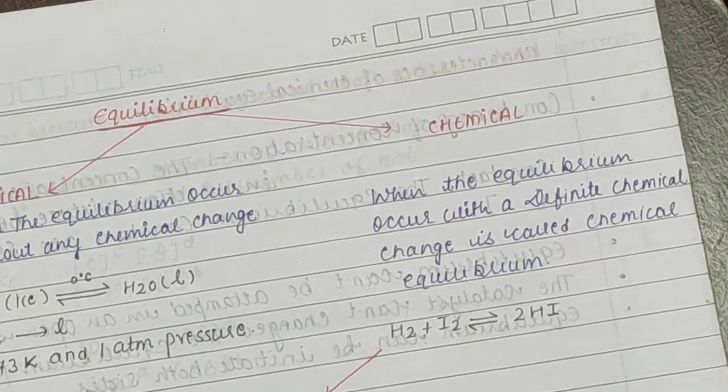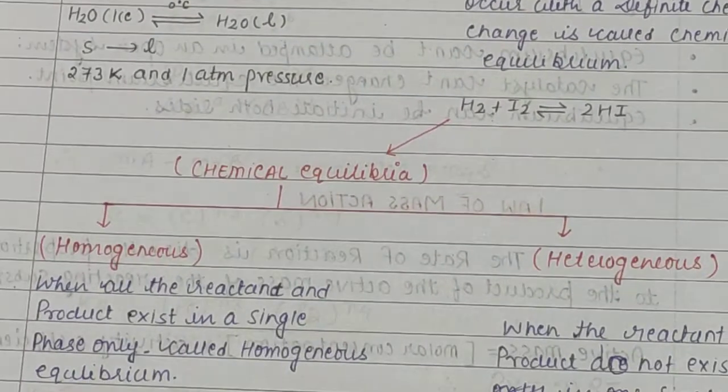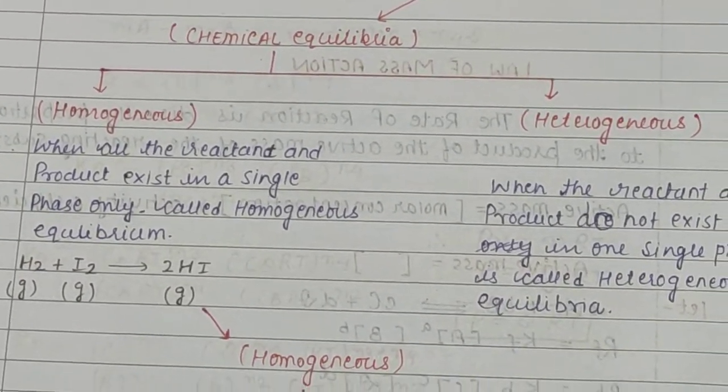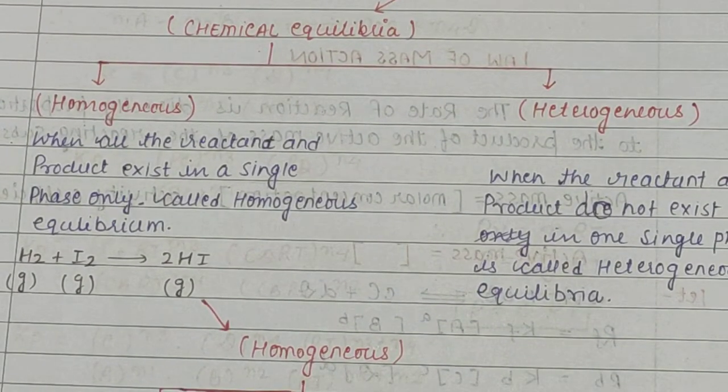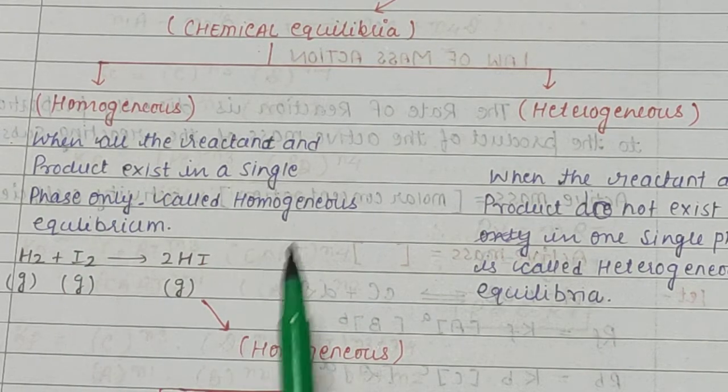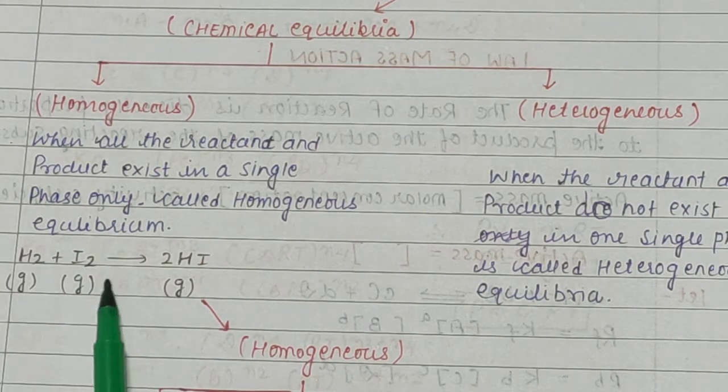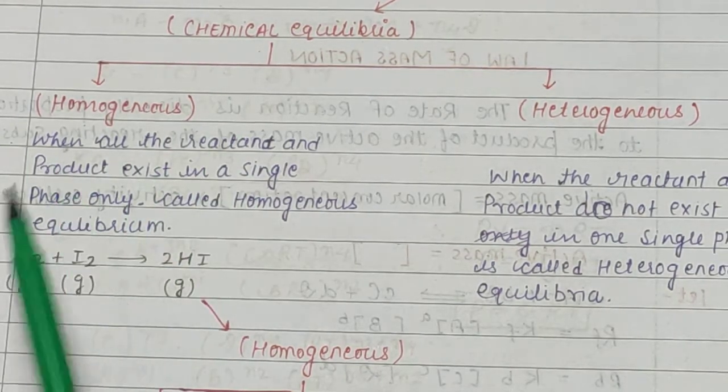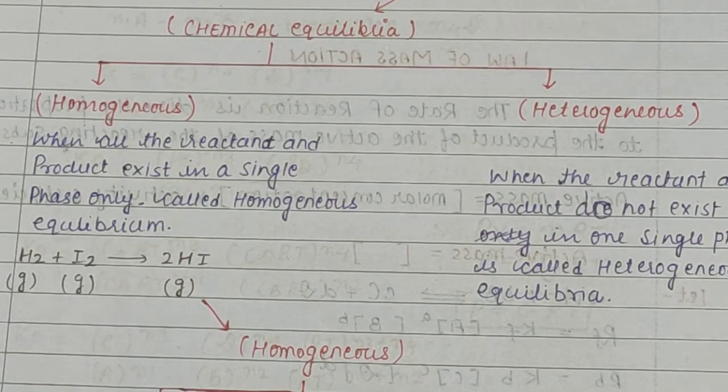This chemical equilibrium can also be classified into two categories: one is homogeneous and one is heterogeneous. What is homogeneous? It means when all the reactants and products exist in a single same phase, meaning H2 gas, I2 gas, 2HI gas. This is called homogeneous. Heterogeneous means when any one has a different phase, when all the reactants and products do not exist in the same phase. This type of equilibrium is known as heterogeneous equilibrium.